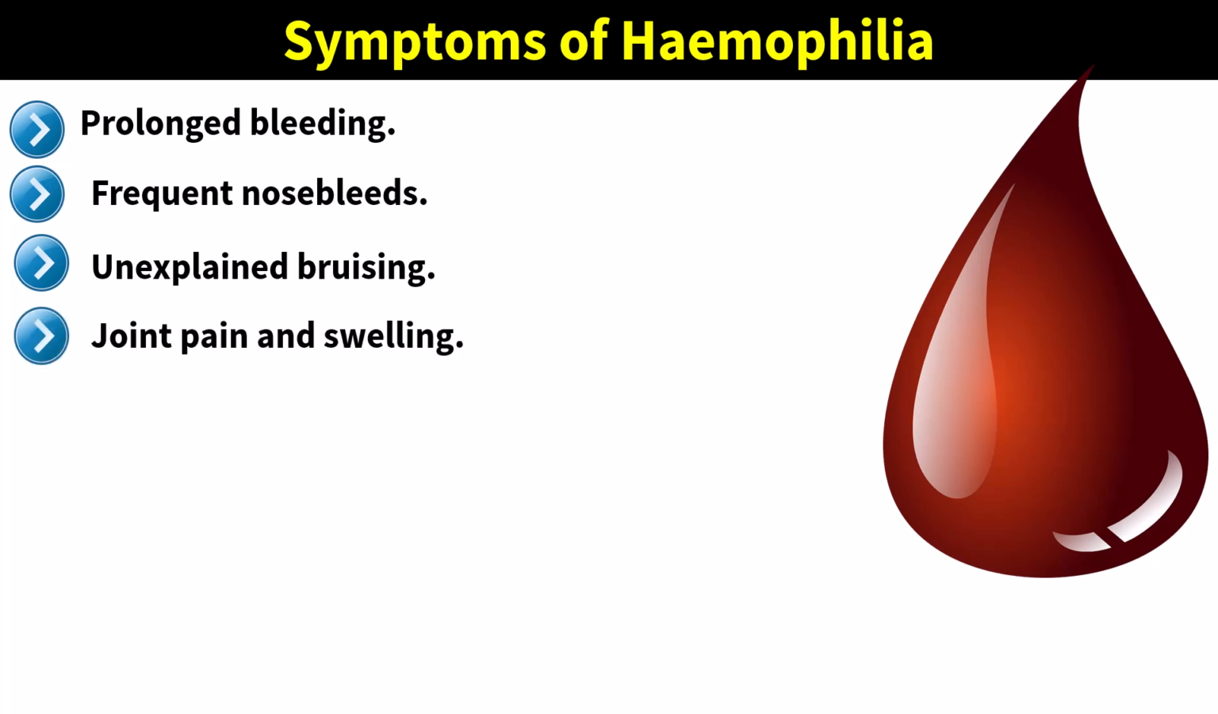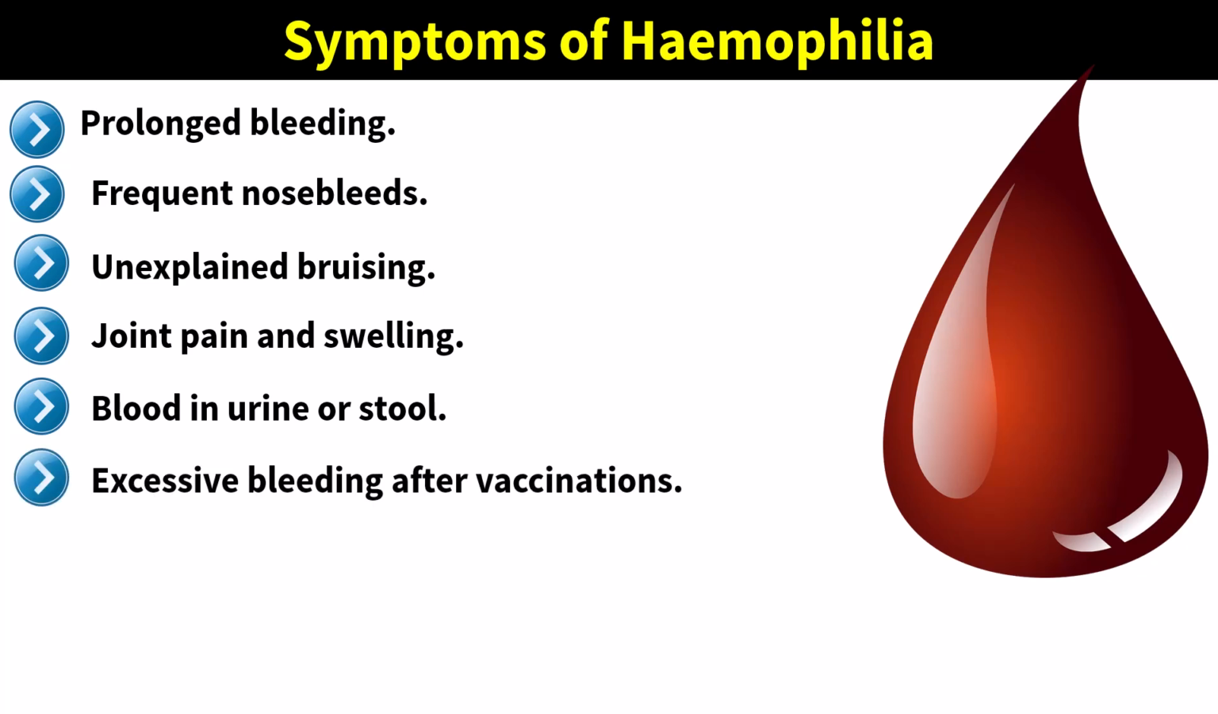Joint pain and swelling, caused by internal bleeding into joints, especially the knees, elbows, and ankles. Blood in urine or stool. Indicates bleeding in the urinary or gastrointestinal tract. Excessive bleeding after vaccinations. Prolonged oozing of blood at injection sites. Intracranial bleeding. Rare but life-threatening, leading to headaches, vomiting, or neurological symptoms.